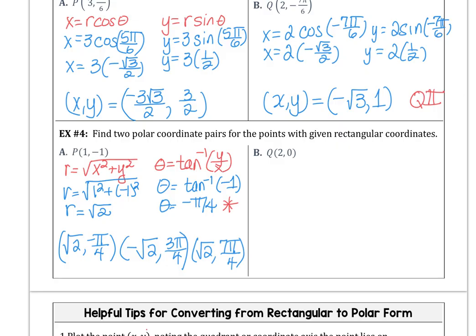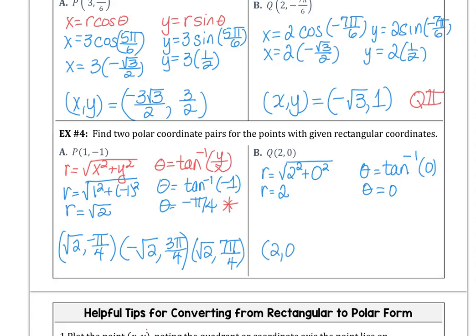For part B, same formula. The radius is the square root of x squared plus y squared under the radical. Square root of 4 is 2. And our angle measurement is where tangent is 0 over 2. So the tangent is 0 at 0. We could write that solution 3 different ways.